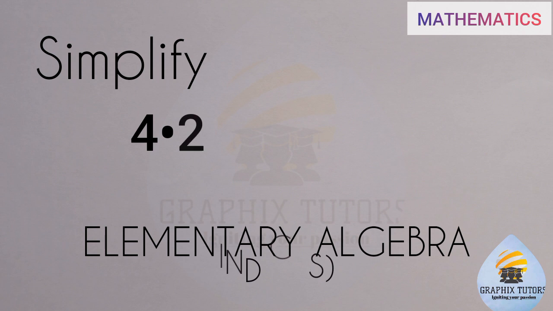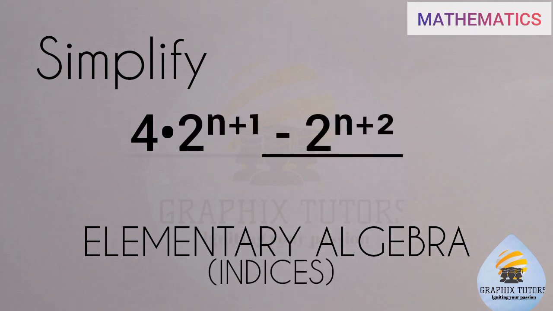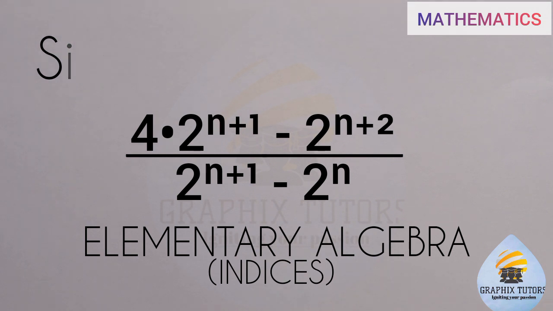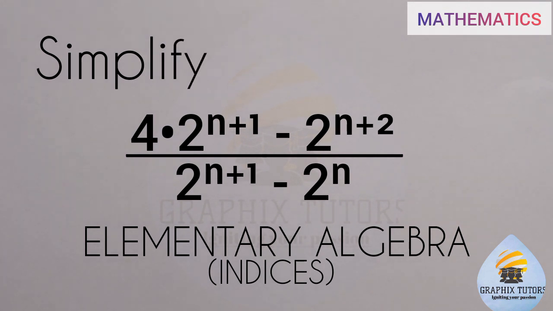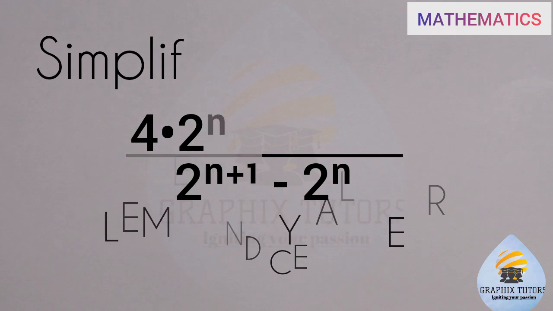In this video, we want to study an aspect of mathematics, which is elementary algebra, where we're looking at indices. Now, if you look at the problem that is displayed on the screen, we are told to simplify 4 multiplied by 2 to the power of n plus 1 minus 2 to the power of n plus 2, all divided by 2 to the power of n plus 1 minus 2 to the power of n.